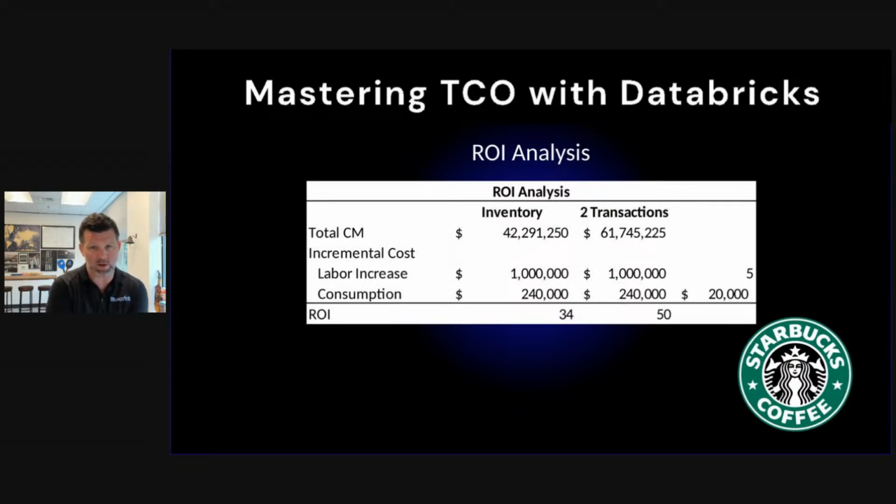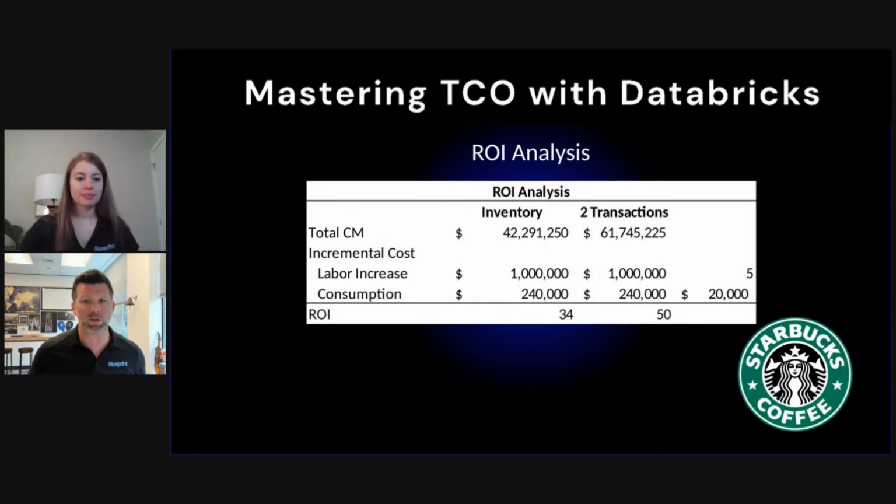And then I added in consumption, an additional, say, $20,000 per month of consumption in a consumption-based platform. It's on top of your existing software cost within Databricks, and you can see that at a level like Starbucks, you get a 34x ROI on achieving that inventory accuracy, and a 50 times ROI on that spend for the additional 2 transactions per day, which is a pretty clear ROI for any type of scenario. And you can apply the same methodology across any other use case that's going to be tied to any kind of revenue or profitability generation.